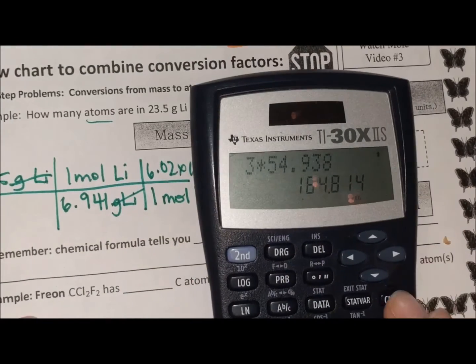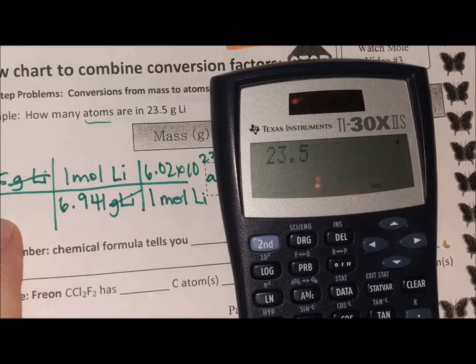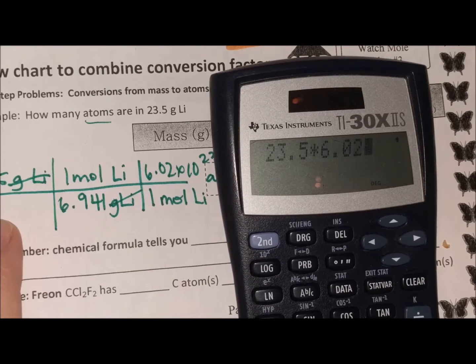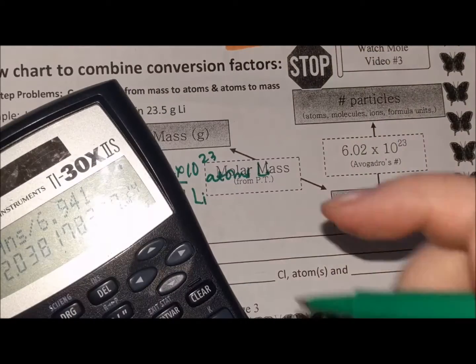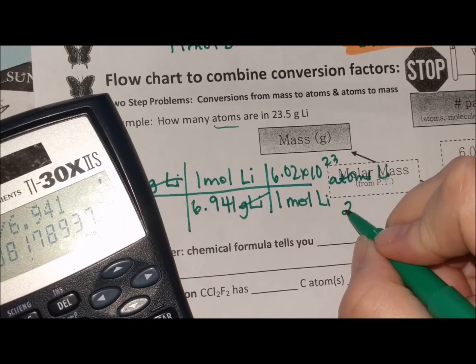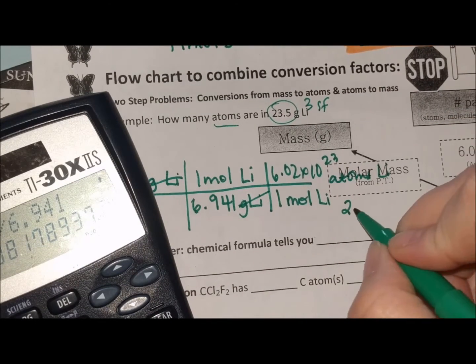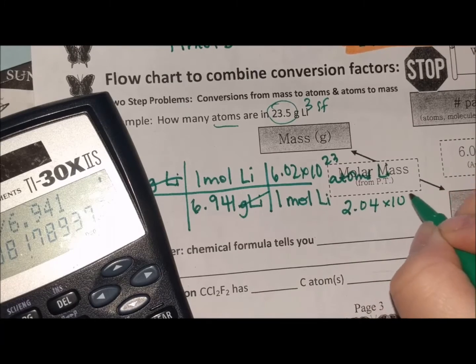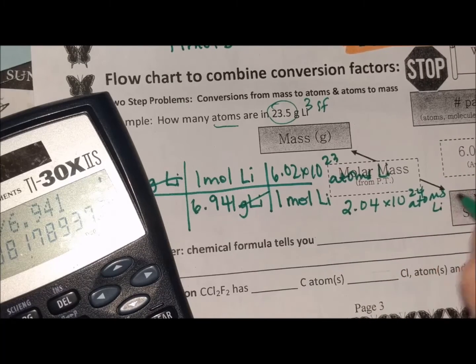And when I do my math, remember, you're going to multiply across the top, so 23.5 times 6.02 times 10 to the 23rd, and then I'm going to divide by 6.941. So the answer is, and I have 3 sig figs, right? So 2.04 times 10 to the 24th atoms of lithium.